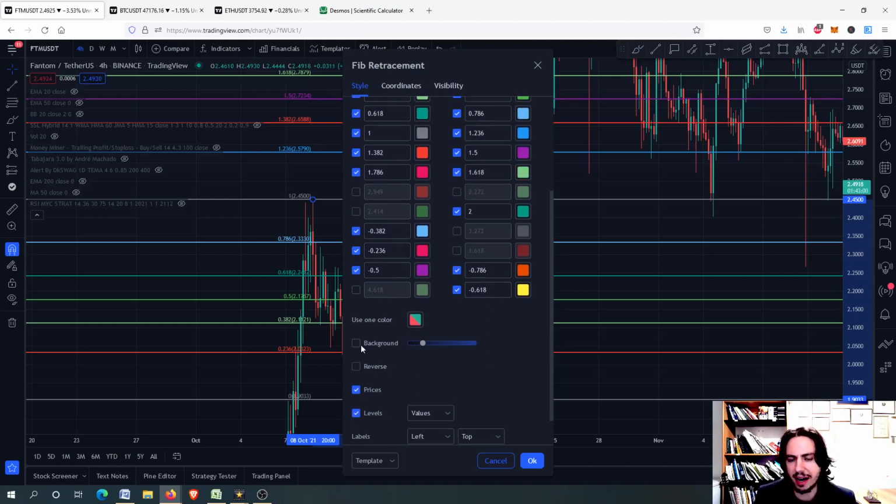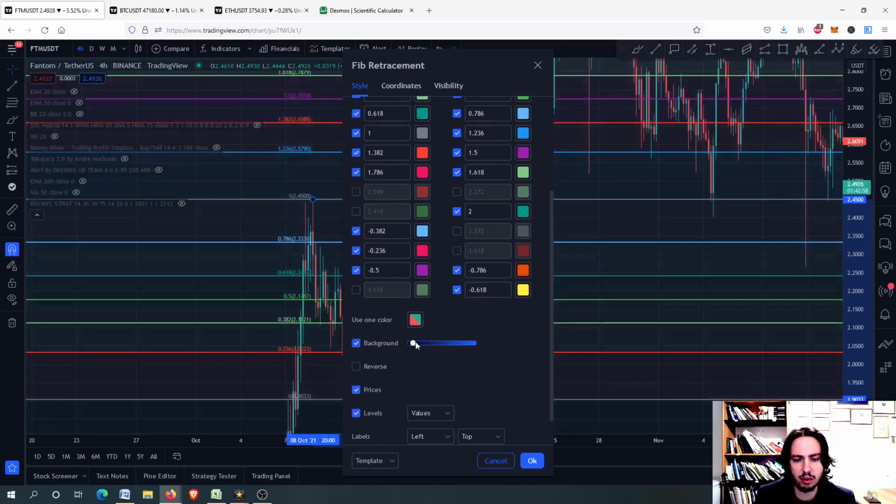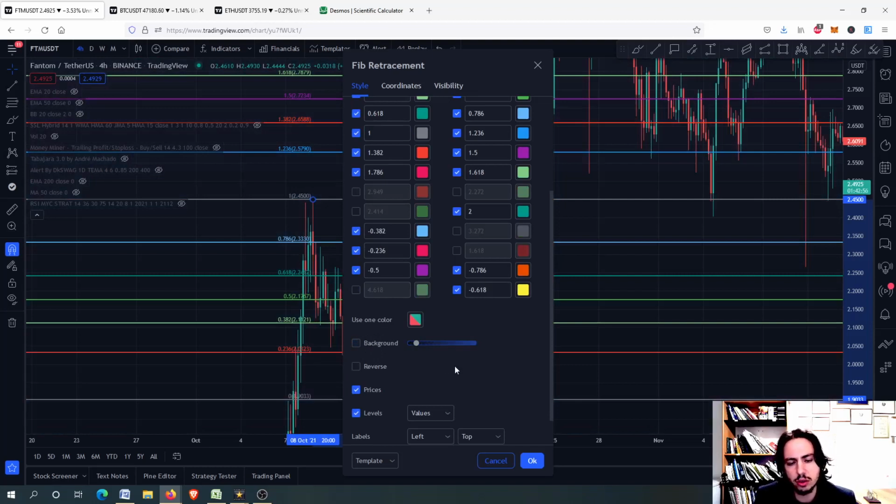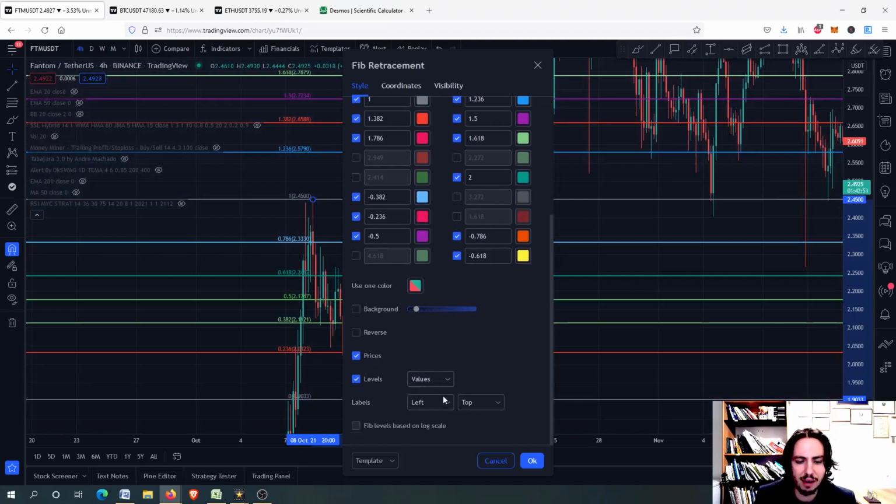I do not have a background. You can use a background. You can do whatever you like. I personally avoid using a background. I have the prices, the levels, and of course, you can use the Fibonacci levels based on log scale.